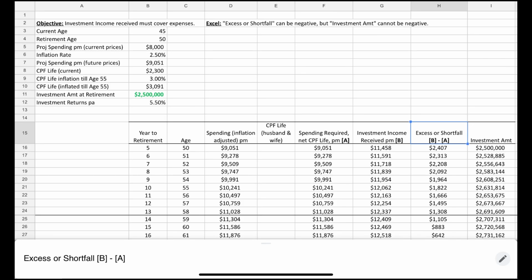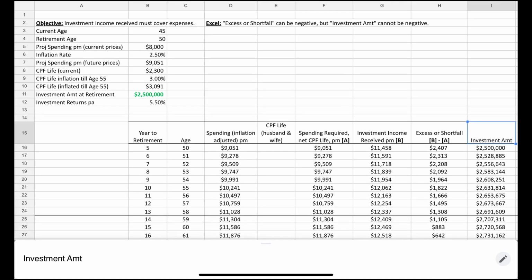Now, this spreadsheet is the same as the previous one. But by allowing a sell down of investments to fund my spending, it means that the figures in column H can be negative. Any negative amount is the amount of investments I need to sell. The objective here is to try different investment amounts in B11, until the last column, that is the investment amount in column I, is never negative.